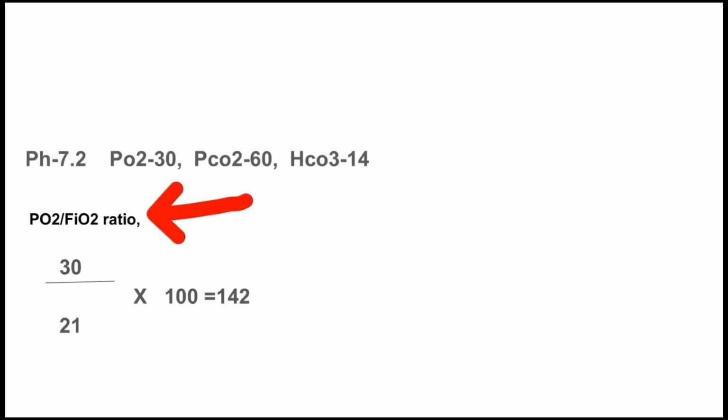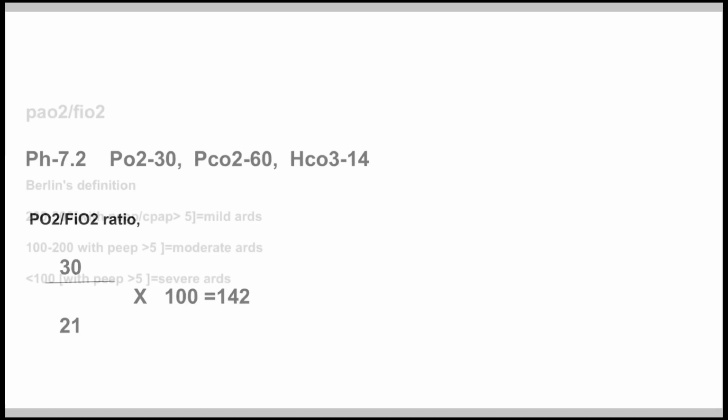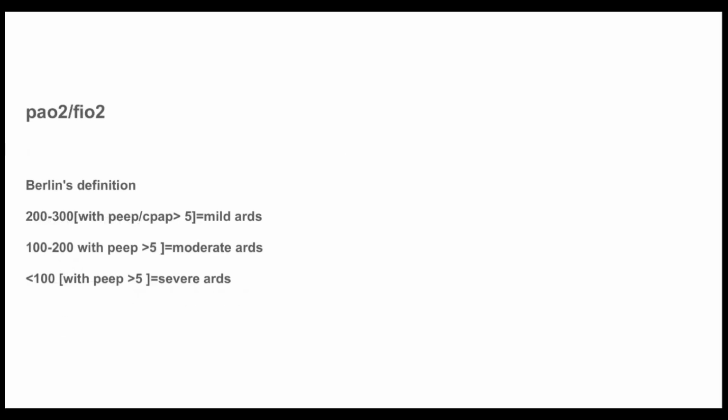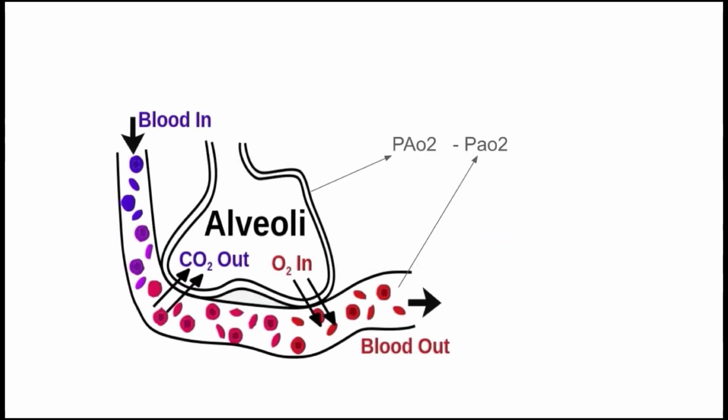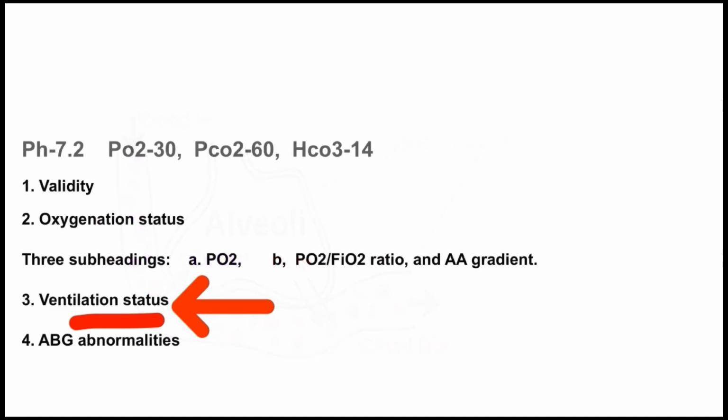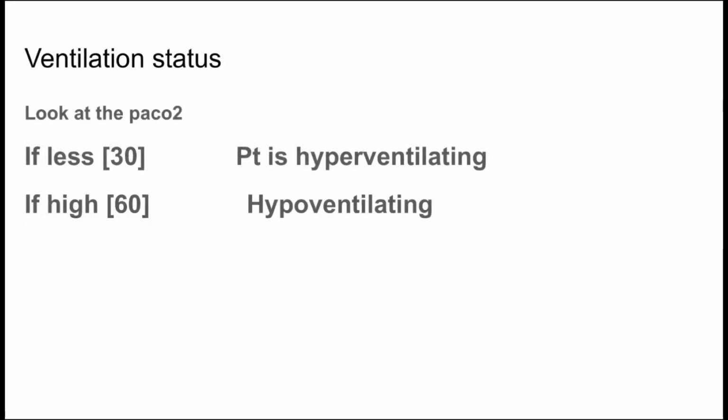Then comes the P/F ratio. Here, if the patient is on room air, the P/F ratio will be 30 divided by 21 times 100, that is 142, which is very low. So the patient has severe respiratory dysfunction. Now we have to calculate the A gradient by using the formula mentioned before. The third heading is ventilation status. Here the PCO2 is high, so the patient is hypoventilating.